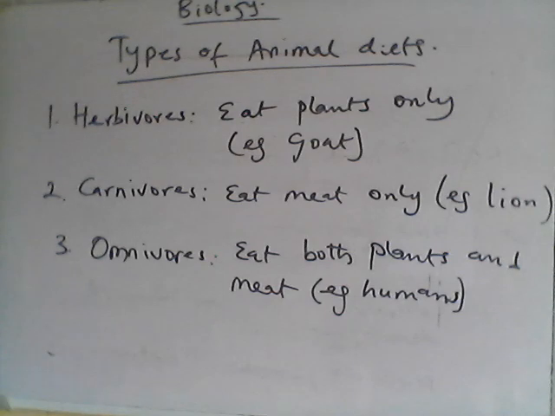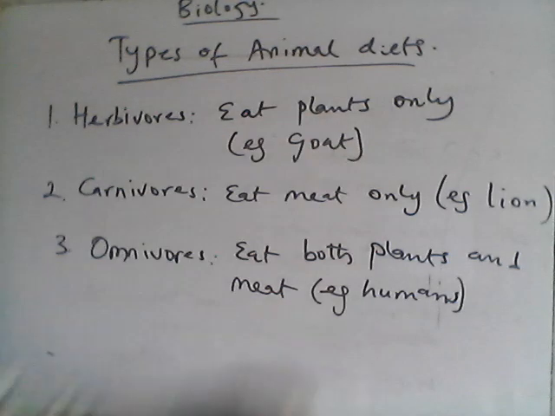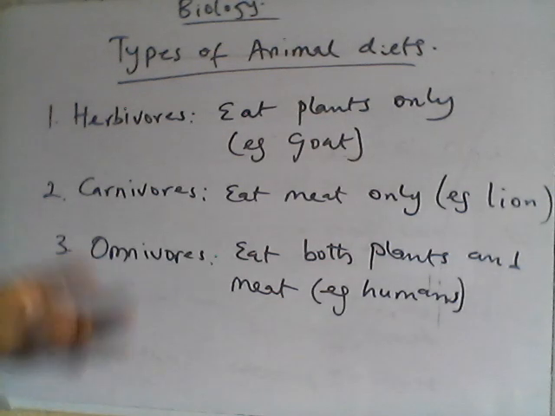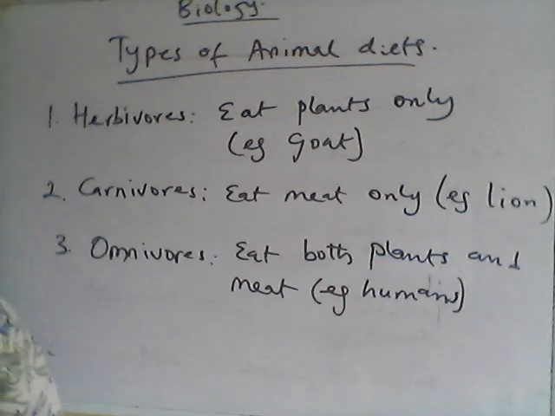Okay, so we have the types of animal diet. So we have the herbivores. The herbivores eat plants only. Goats, cows are examples of herbivores. The carnivores eat meat only. Lions, tigers, and the others.